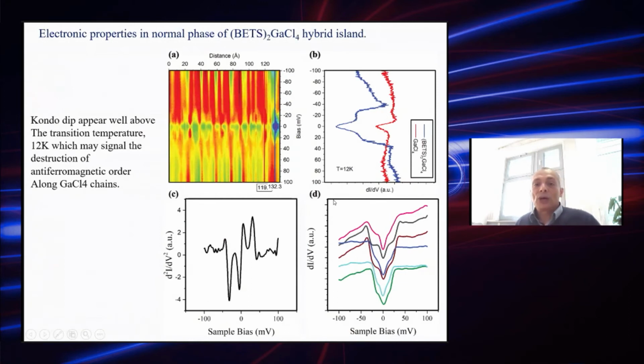Now, when you go to the high temperature phase, something interesting happens. You start to see inelastic peaks coming up. For example, the red curve here is taken at the gallium tetrachloride side, while you see on the B side a similar dip, but in addition to it, some inelastic peaks. These inelastic peaks actually coincide very well with the phonon spectra of the BETS crystal.